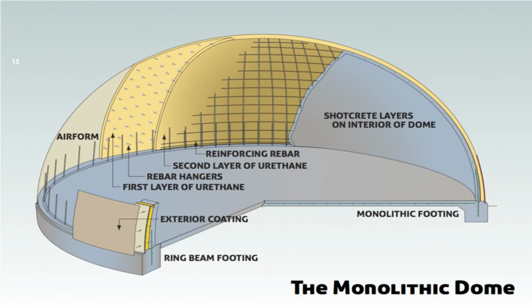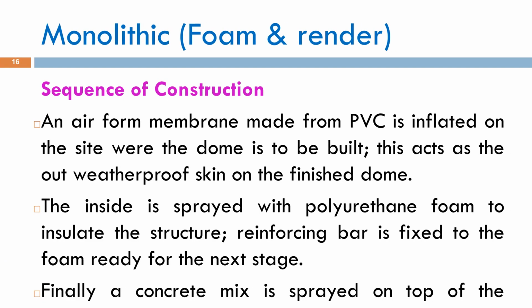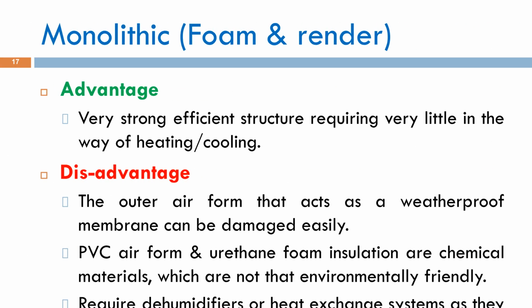Finally, the monolithic dome is constructed using a combination of airforms, urethane insulation, reinforcing rebar, and layers of shotcrete over a concrete footing, creating a highly durable and integrated structure. The monolithic dome is constructed by first inflating a PVC airform membrane to the required dome shape. Polyurethane foam is then sprayed onto the inner surface to provide insulation, followed by fixing reinforcing steel bars. Finally, concrete is sprayed over the reinforcement to create a strong structural shell. This method produces a very strong and energy-efficient structure.